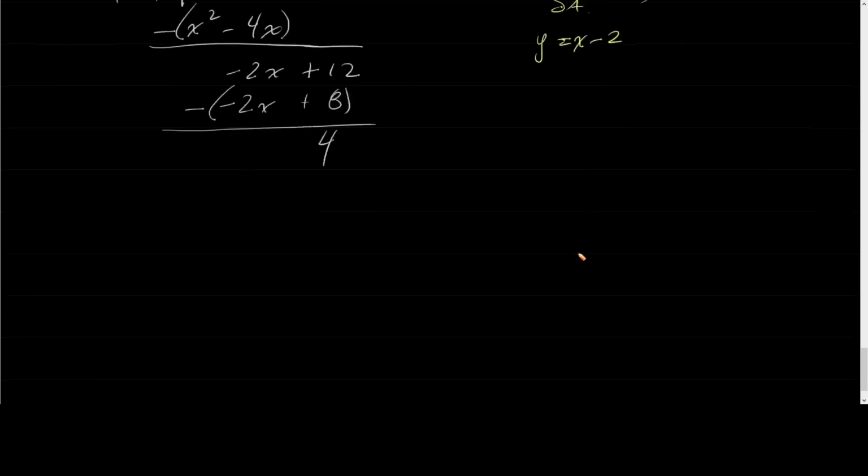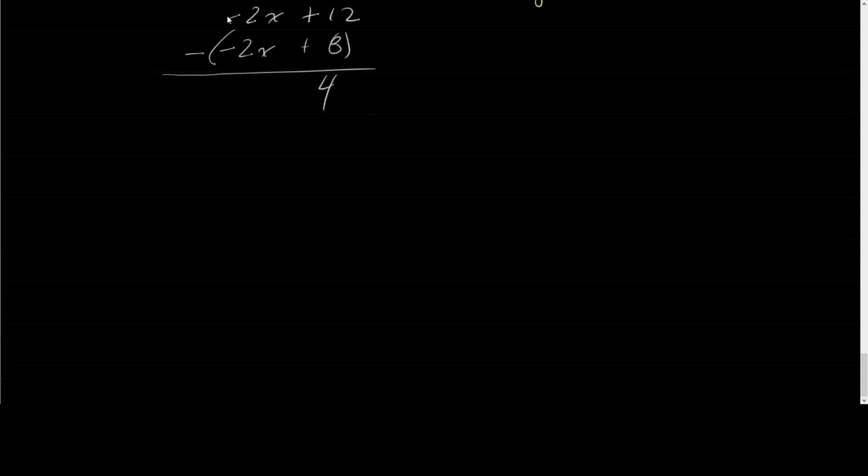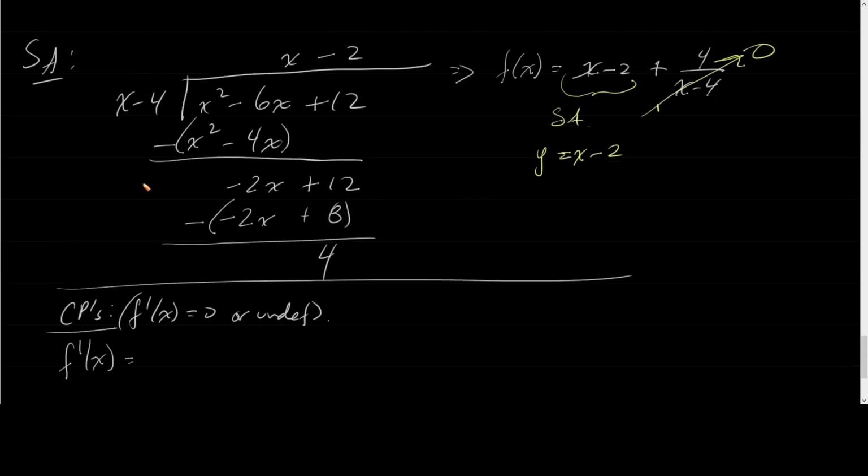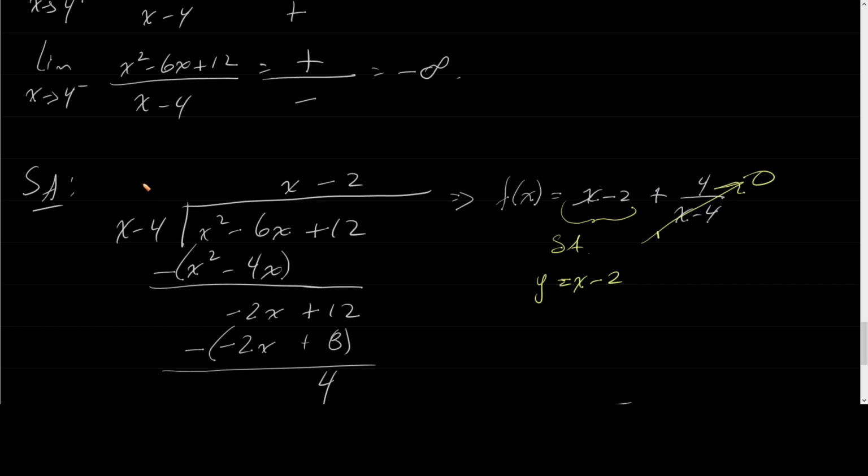After the asymptotes, we got to find some critical points. So we got to find our critical points. Critical points are where f prime of x is equal to 0 or undefined. So let's see. What is f prime of x? Well, we need to do the quotient rule, right? Because we've got a quotient.